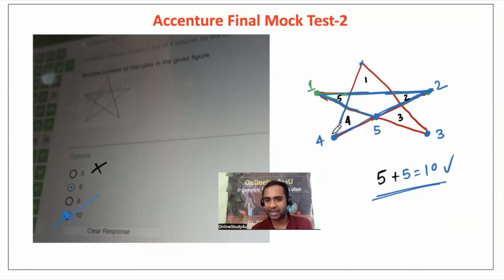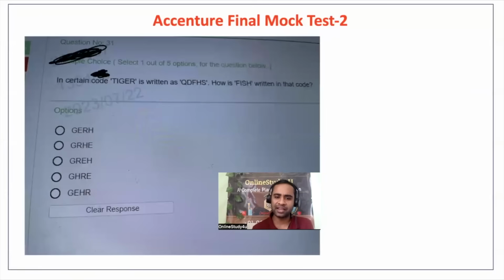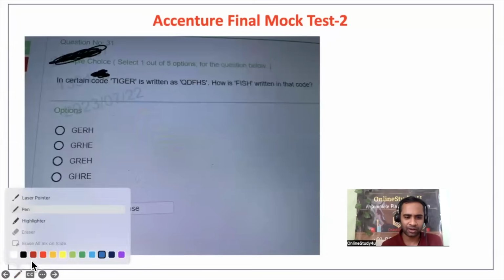From this point you cannot make it out. From this point you will not be able to make a triangle, so you have to be careful. So 10 total triangles will be made with this particular figure. Basically you have to analyze, that's all you will be able to do.